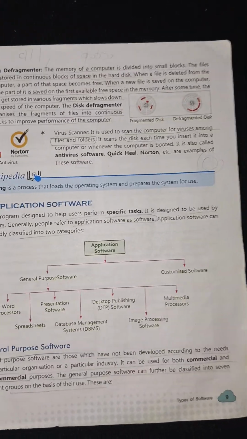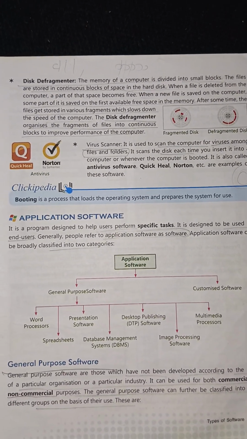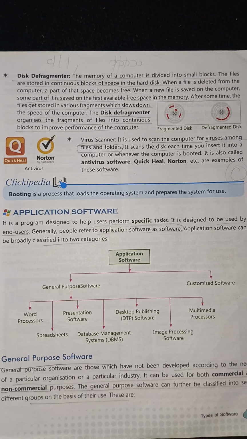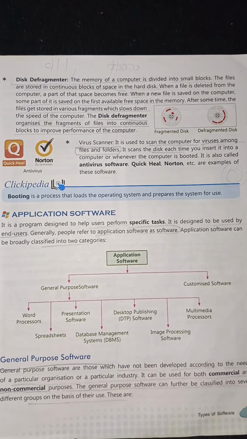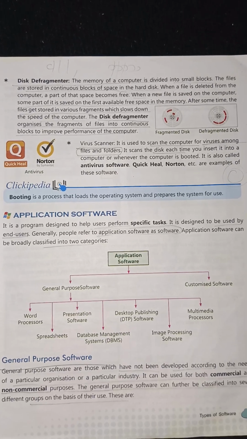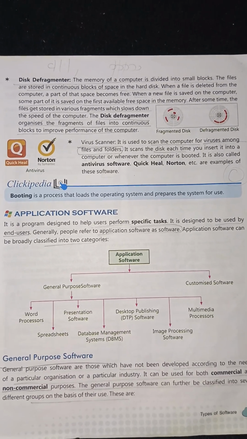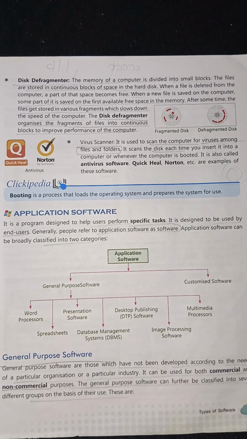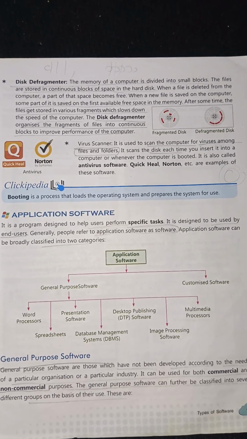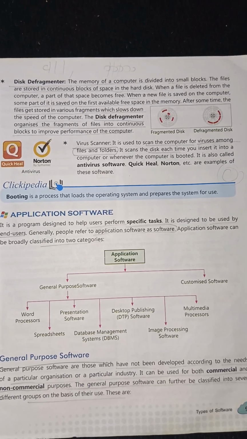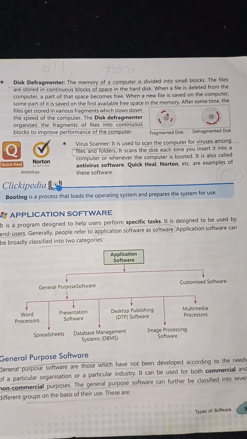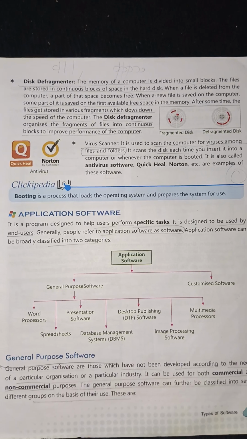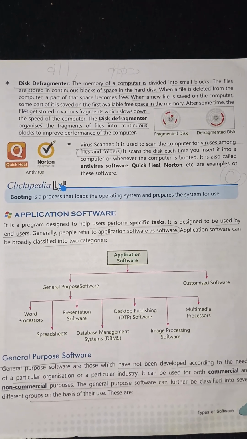Next is about disk defragmenter. As the name itself indicates, the memory of a computer is divided into small blocks. The files are stored in the continuous blocks of space in the hard disk. When a file is deleted from the computer, a part of the space becomes free. When a new file is saved on the computer, some part of it is saved on the first available free space in the memory. After some time, the file gets stored in various fragments, which slows down the speed of the computer. The disk defragmenter organizes the fragments of the files into continuous blocks to improve the performance of the computer.